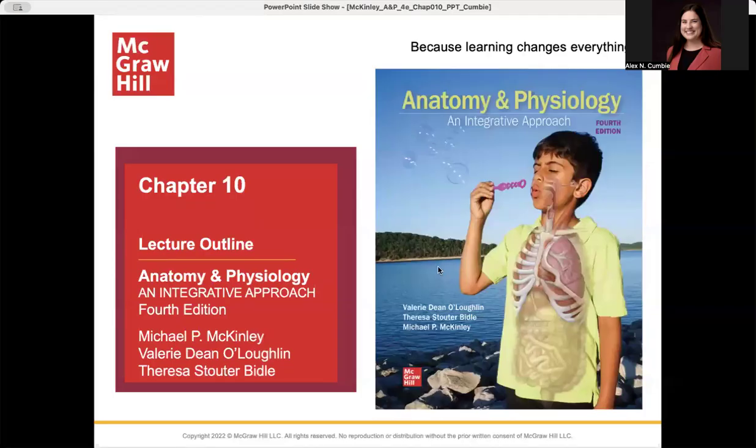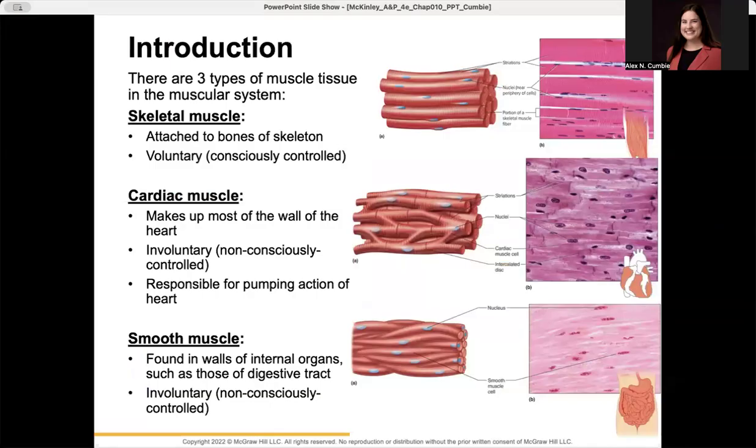Chapter 10. This is for muscle types and how muscles work, and we'll start at the cellular level. So, as a kind of intro, we have seen this similar slide before in the tissue chapter. There are three different types of muscle tissue.